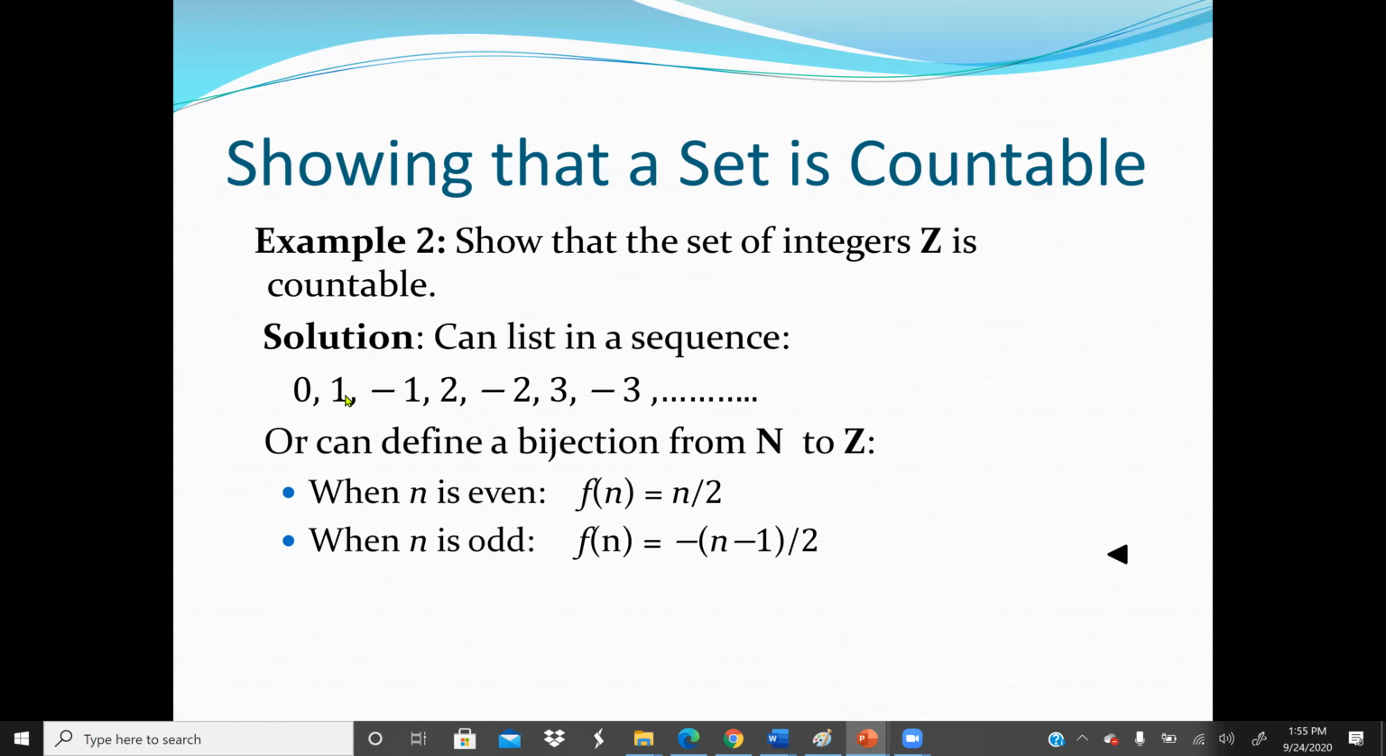But the whole goal here we are trying to explain is how we can derive this formula. If we can derive this formula and it works, then we can say that the set is countable. So N can be any set that has a bijection from N to Z. The whole thing to look at here is: show that the set of integers Z is countable. And that's all they said.